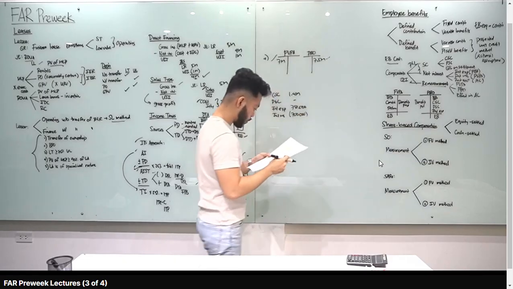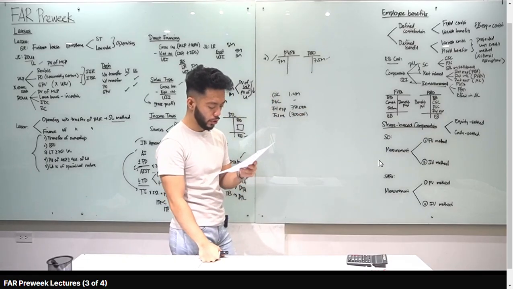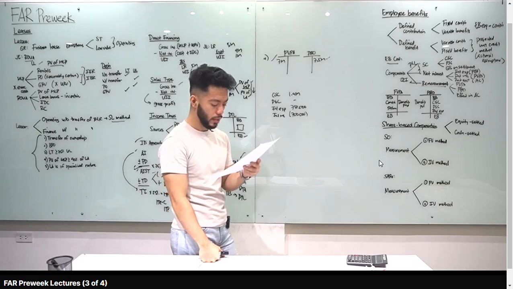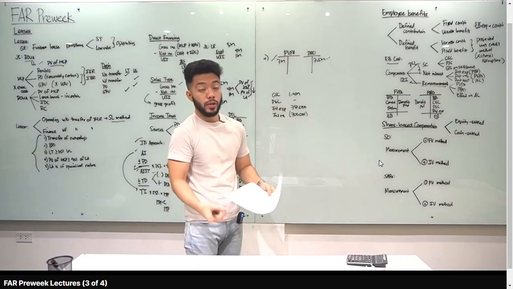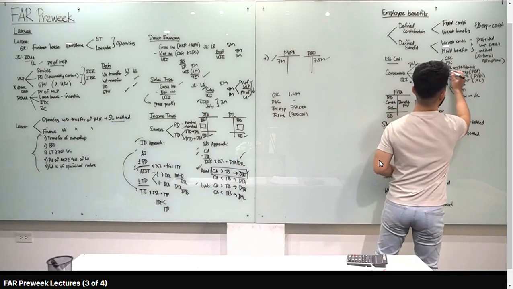Next natin. Actual return is 840. Other information, contribution to the plan 1.2, benefits paid 1.5, decrease in PBO 200, present value of defined benefit obligation settled, settlement price 400. Okay, so may nagkaroon ng settlement. Gain or loss on settlement. Ano siya, gain or loss?